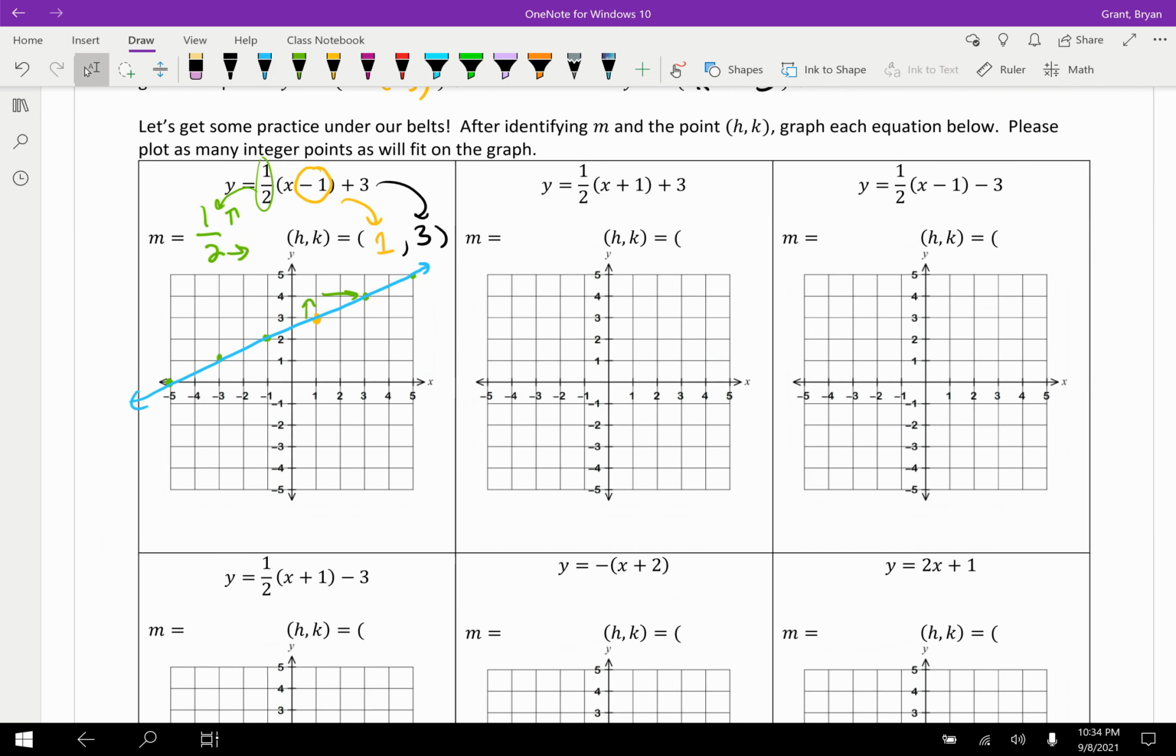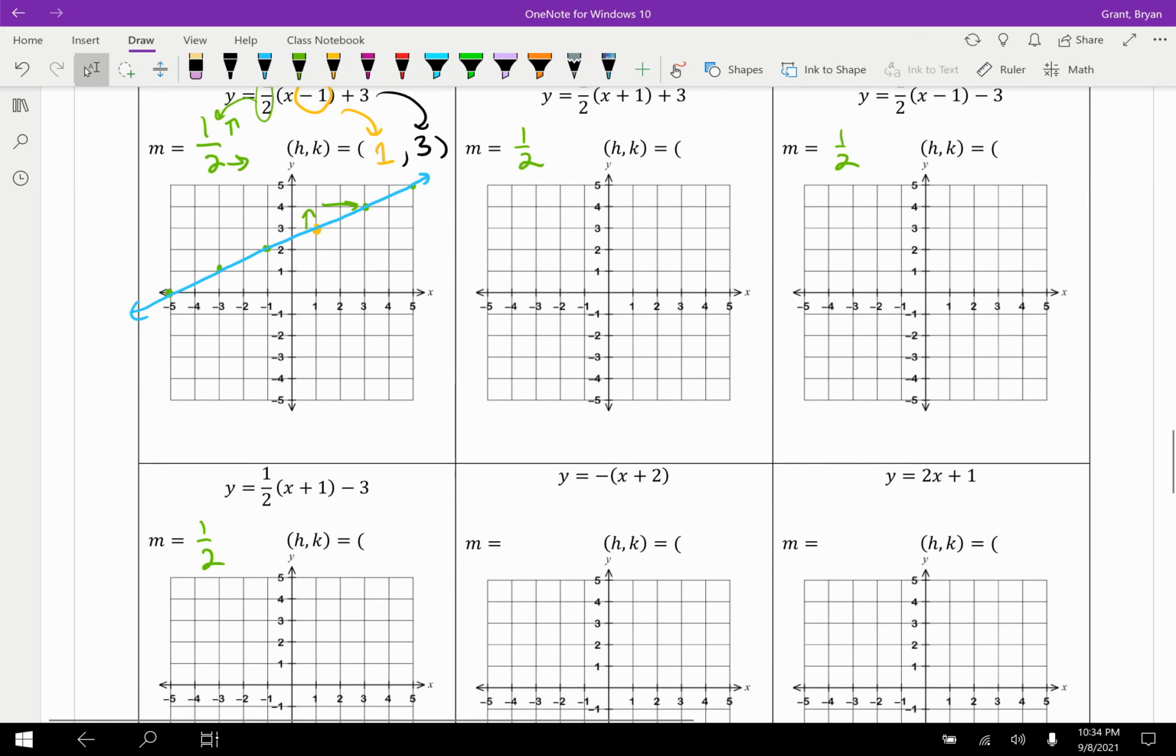All right. Well, the next thing I'm going to do is just write out all of our slopes and our HKs and then graph them after that. So it looks like my slope for the next one is 1/2, and 1/2 for the third, 1/2 for the fourth. What about the fifth and the sixth? Well, there's no number out front, so we can put that invisible 1 here. That's going to be -1. And then we always write slope as a fraction, so that looks good. And then this last one is kind of weird. Maybe we should come back to that one at the end.